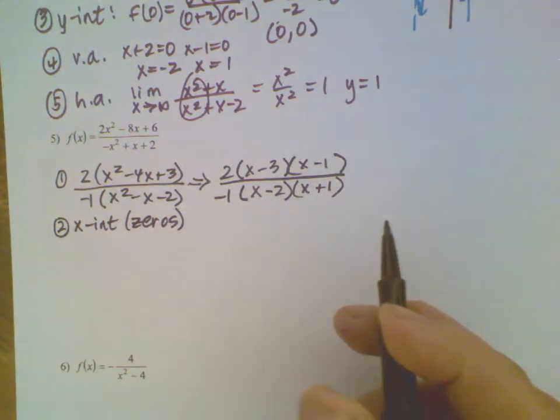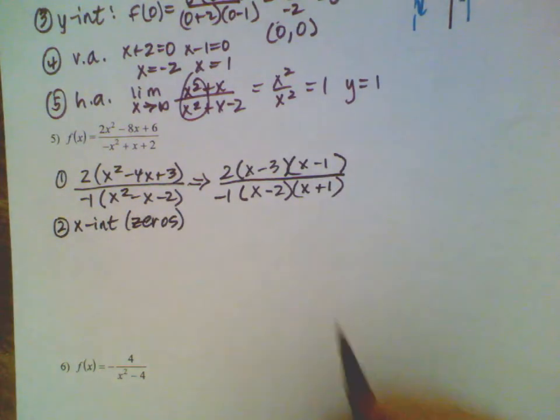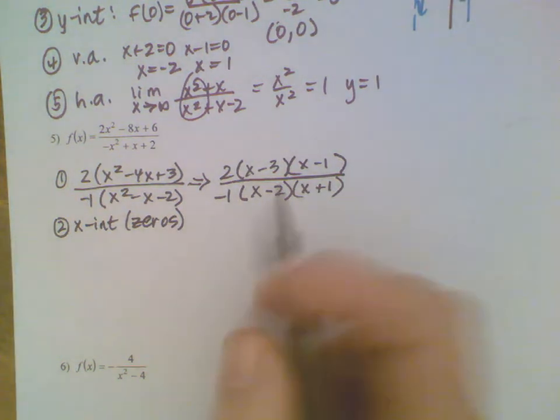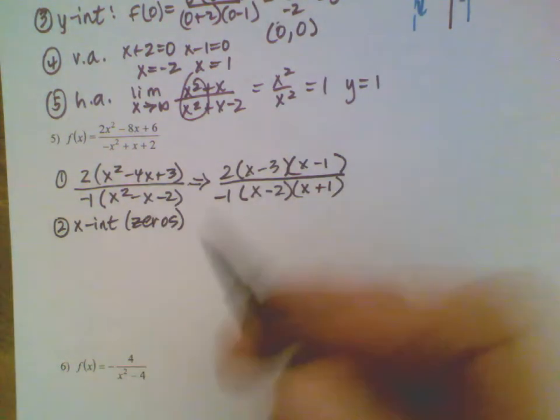I don't have a good answer for that. Sometimes I call it the x-intercept. Sometimes I call it zeros. It really doesn't matter. It's also called roots. So there are different names for it.